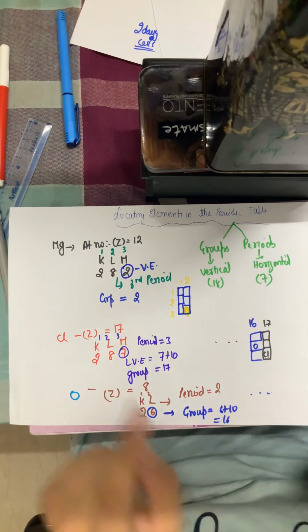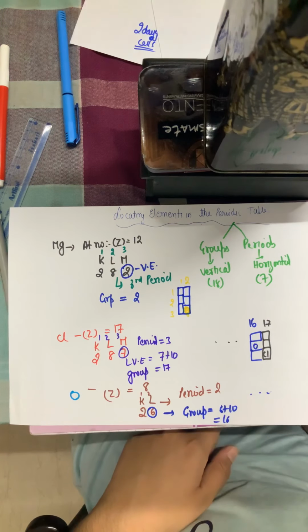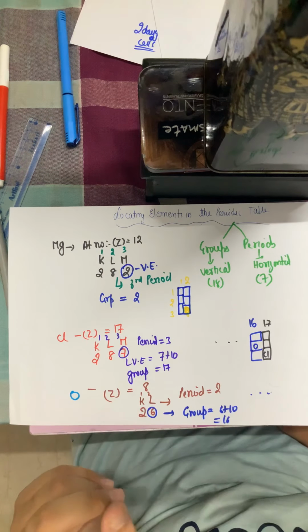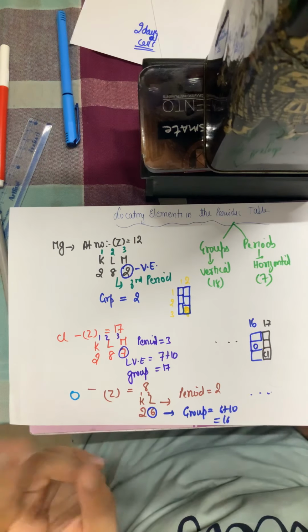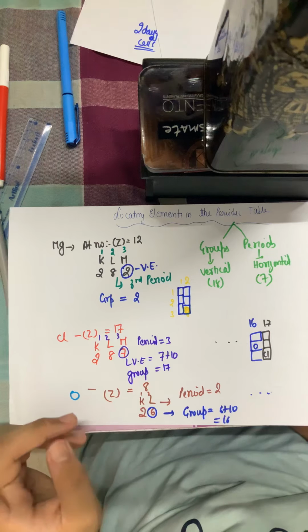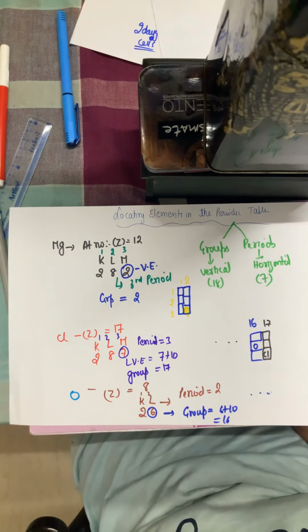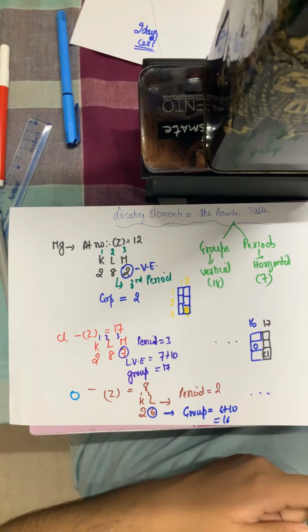So for period, we will see the shells after writing the electronic configuration, and for the group, we will see the valence electrons, that is the electrons in the last shell. If they are 1 and 2, group number is 1 and 2. If they are ranging from 3 to 8, that means group number is adding 10 to them. 3 is 13, 4 is 14. Clear? So that's all for today.